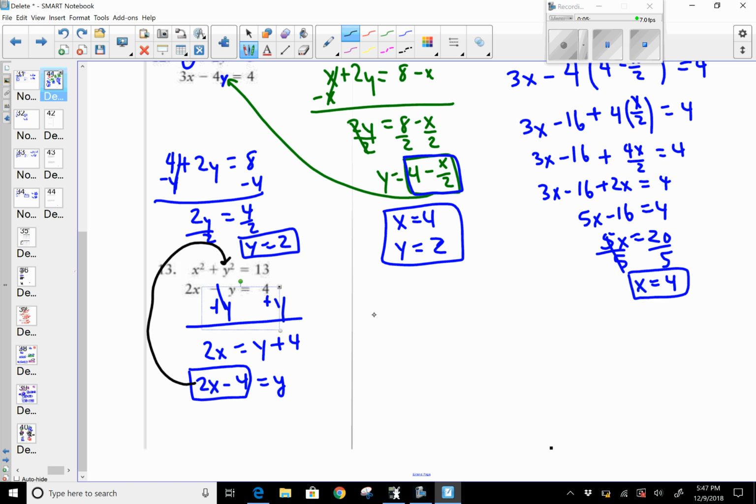So I have the x squared comes down. I'm taking this equation and just rewriting it. So x squared comes down. My new y is this whole thing. So it's going to be plus.